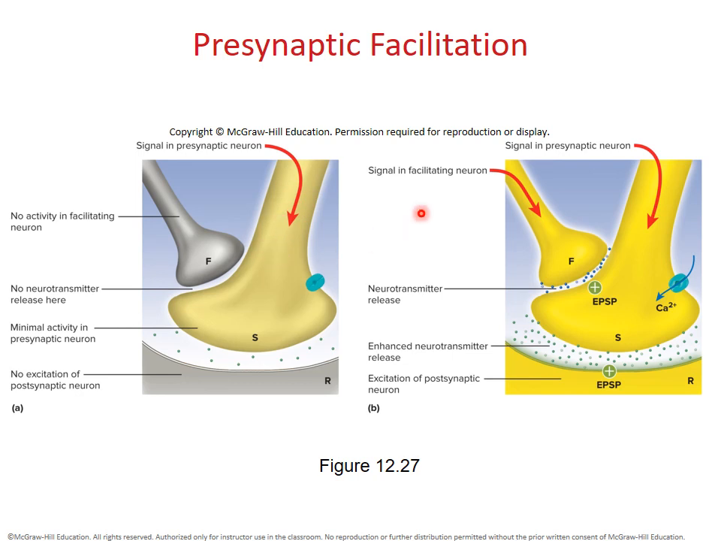And so what happens is, if I have a signal coming down this facilitating neuron, it is going to release neurotransmitters onto the axon terminal. And here's something that, again, we're just not used to seeing. This is new for us. And the axon terminal can actually be stimulated by these neurotransmitter molecules.